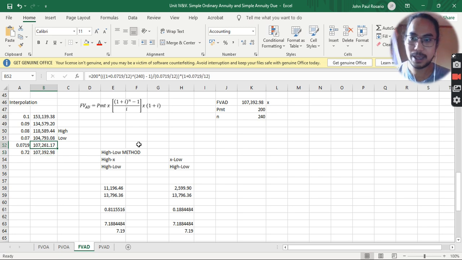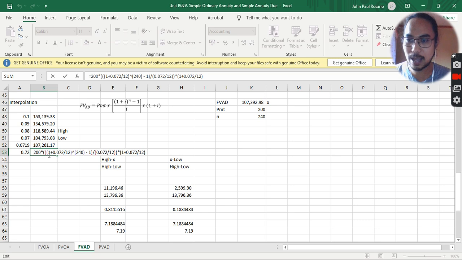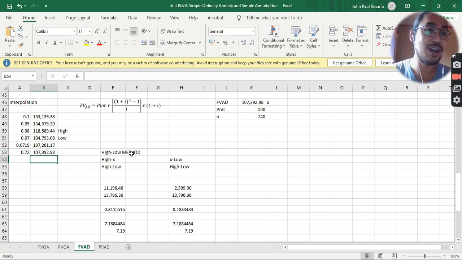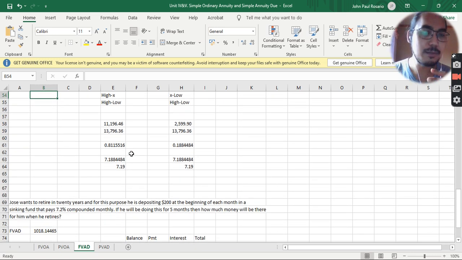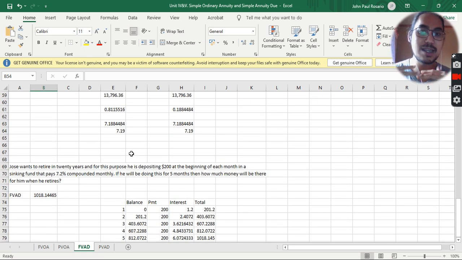So with that, 'di ba? At 7.19, our future value is lower than our target. So since we need to go higher, we need to add another 0.01%. So let's try 7.2%. So at 7.2, replace lang 7.2, 7.2, 7.2. This should give us our targeted amount of 107,392.92. Okay.